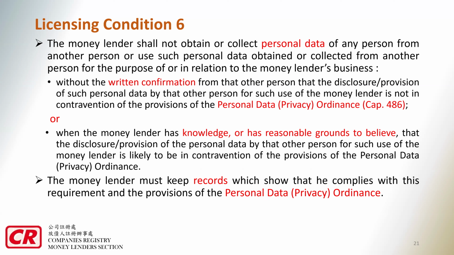And the second situation is when the moneylender has knowledge or has reasonable grounds to believe that the disclosure or provision of the personal data by that other person for such use of the moneylender is likely to be in contravention of the provisions of the Personal Data Privacy Ordinance. A moneylender must keep records to show that he has complied with this requirement and the provisions of the Personal Data Privacy Ordinance.